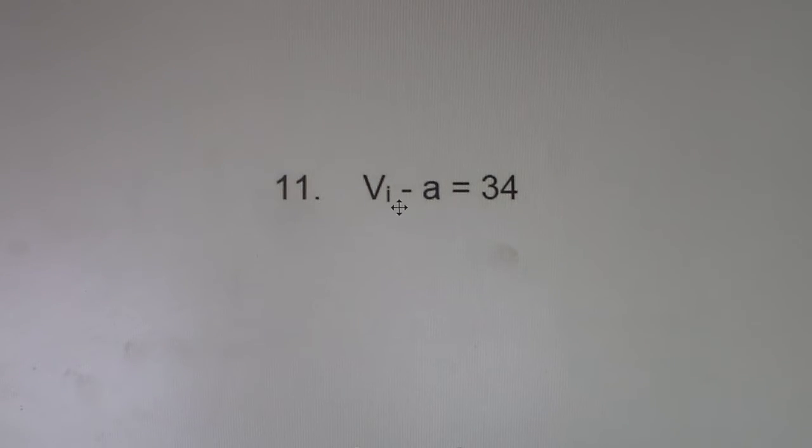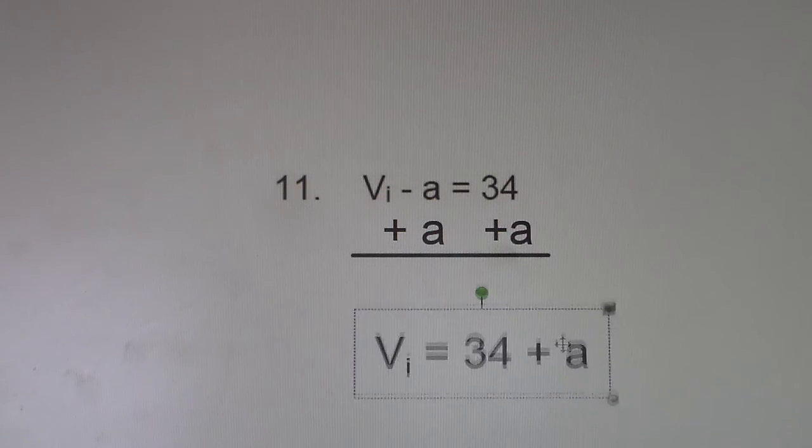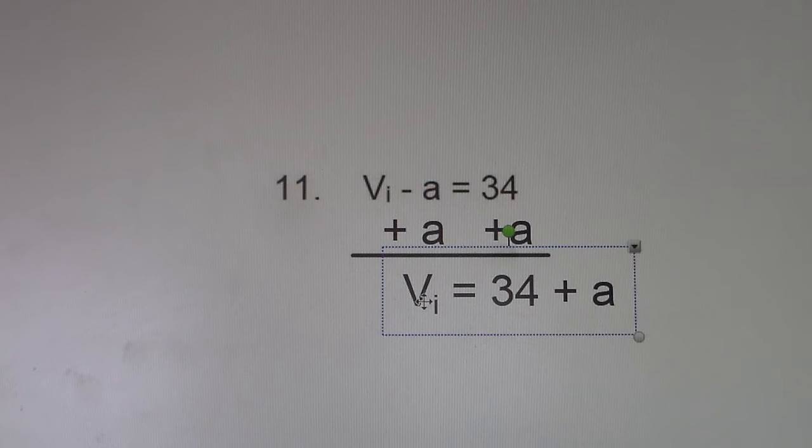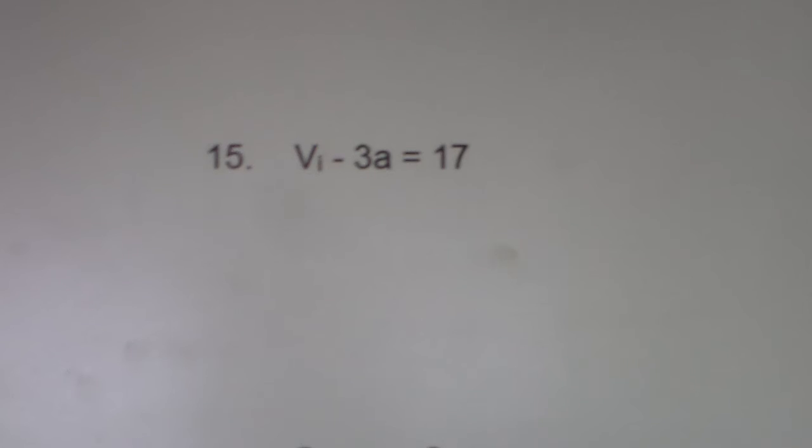Number 11, initial velocity minus a equals 34. We add a to both sides. Minus a and plus a cancel out. The initial velocity is equal to 34 plus a, because you just combine them. You could do 12, 13, 14 by yourself, but 15 is a little bit different.